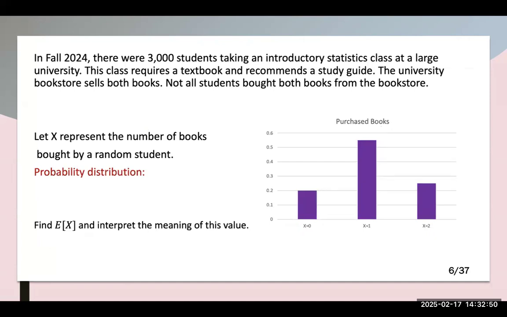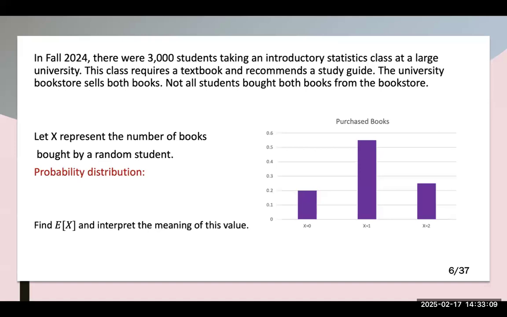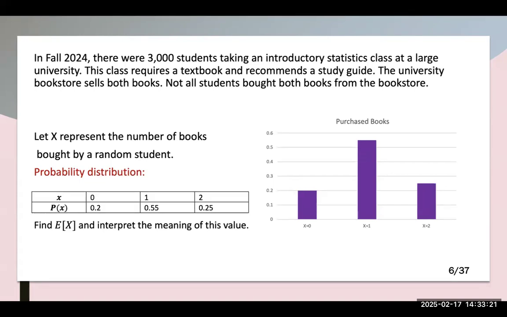Now we can make a probability distribution. Notice the difference between this bar chart on the right versus this bar chart. What I've done is, instead of putting neither book, textbook, and study guide, I'm changing it to X = 0, 1, and 2. So it's the same chart, it's just that instead of having categorical data, I'm thinking of it with numerical data. And I can make a table to correspond to this bar chart here.